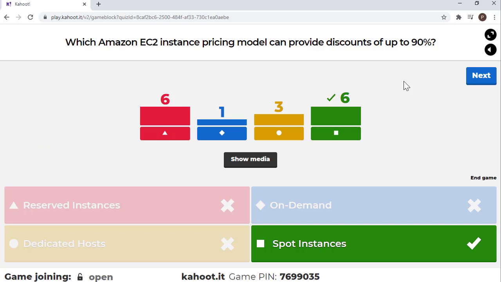Yes, spot instances is the right answer, which gives up to 90% savings or discounts. Reserved instances give up to 75%. Dedicated hosts are more costly. The dedicated host would mean that you have a specific server for your specific organization, and that will be much more costly. And on demand is like a pay as you go pricing model, and spot instances give a 90% discount on the on demand prices.